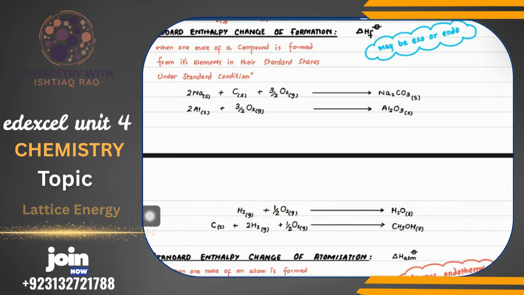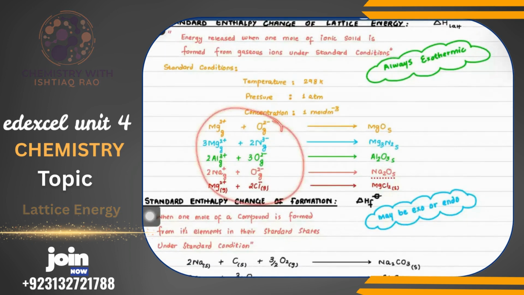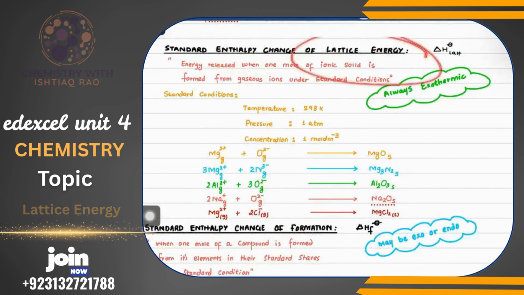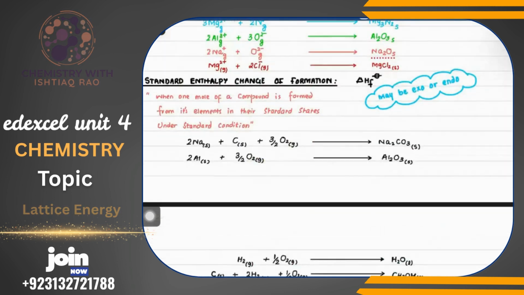So when the equation is given to you and you see that on the product side we have 1 mole, and we have elements on the reactant side, it shows that this is the formation equation. And if you can see the ions on the reactant side, it means that this is the equation for the lattice energy.